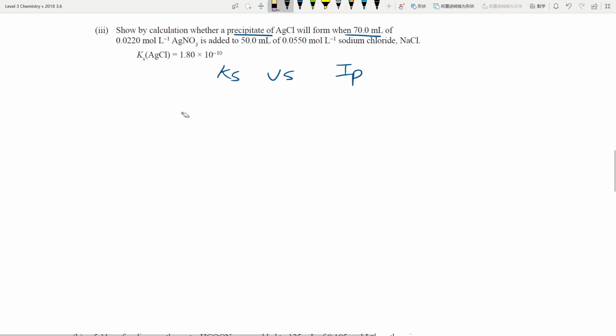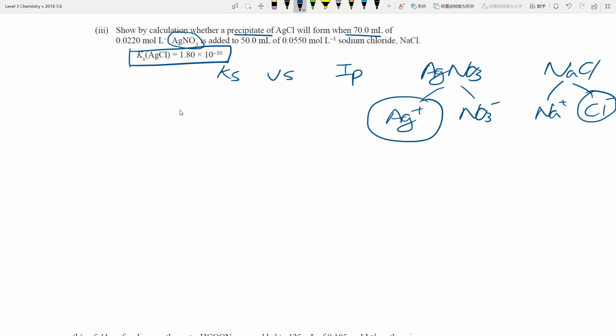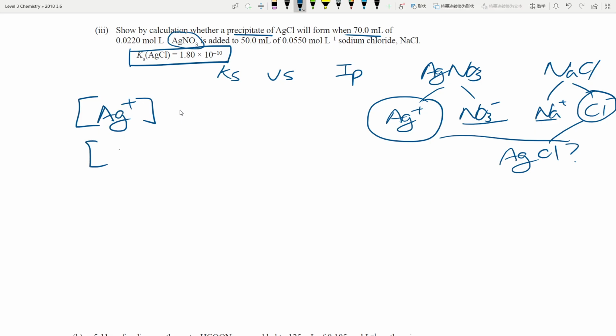So we're deciding if we are going to form AgCl, because you have AgNO3 mixed with NaCl. With AgNO3 you have Ag plus and NO3 minus. In your NaCl you have Na plus and Cl minus, and they are asking you, are the Ag plus and the Cl minus going to hang out? They're going to ditch their partners and hang out with each other to form the precipitate of AgCl. That is the question. To determine this, we need to know the concentration of these two ions specifically.